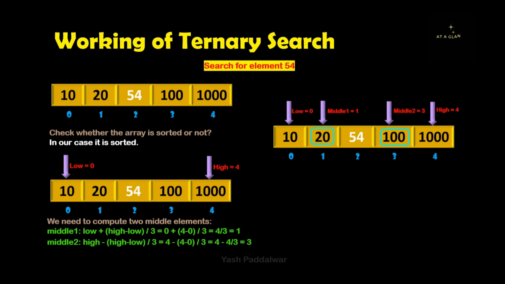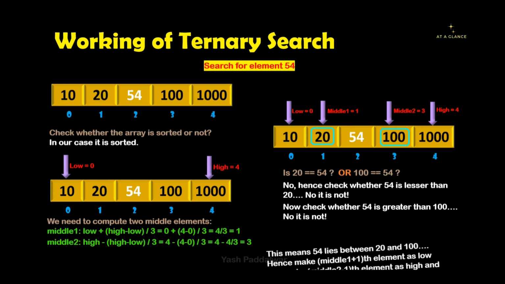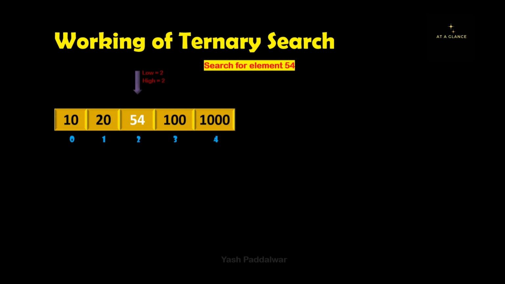Now once we have got the middles, we need to compare the element to be searched with the elements present at the middles. In our case, the element to be searched is 54, and the elements at middle 1 and middle 2 are 20 and 100 respectively. We can clearly see that 54 is neither equal to 20 nor equal to 100. But we can see that 54 is greater than 20 and lesser than 100. That means it lies between both the middles. So now make low as middle 1 plus 1 and high as middle 2 minus 1, and repeat the same procedure with the new low and high.